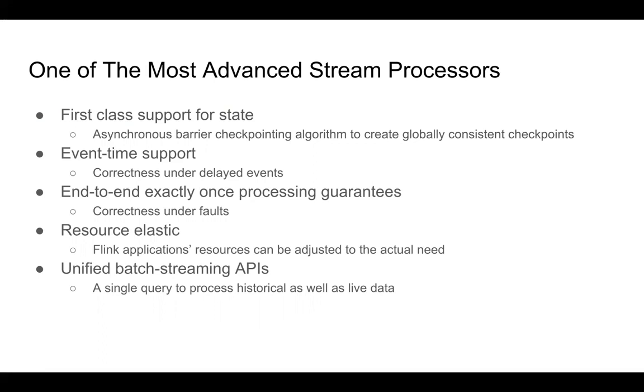Leveraging the asynchronous barrier checkpointing together with transactional or idempotent sinks, Flink gives you end-to-end exactly-once processing guarantees, so that you only see the results which are correct, also under faults. Moreover, Flink is resource elastic, so that you can add resources, scale Flink jobs up and down, and remove resources. And last but not least, it offers a unified batch and streaming API, which allows you to do batch and stream processing on the same engine using the same APIs. So you don't have to rewrite your job depending on whether you're processing historical or live data.